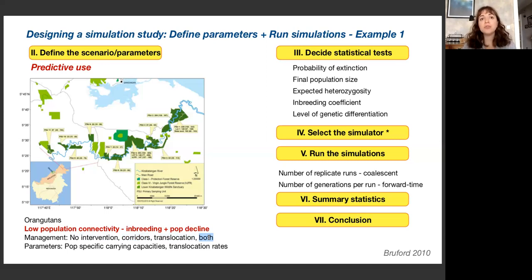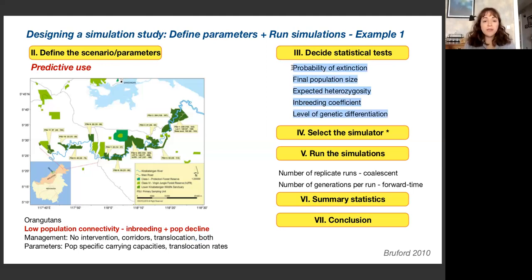To understand that, you can run simulations. While running the simulations, you will test something, so you need to decide the statistical test. In that case, the statistical test they decided on was the probability of extinction. If you do no intervention, what will be the probability of extinction? Or if your approach was setting up corridors, what is the probability of extinction? They also evaluated the final population size after applying all these approaches, the expected heterozygosity, the inbreeding coefficient, or the level of genetic differentiation.